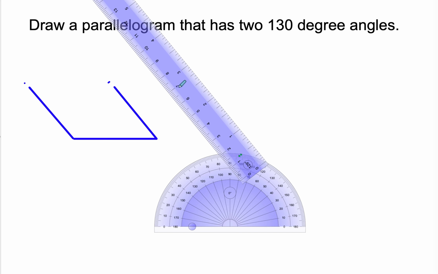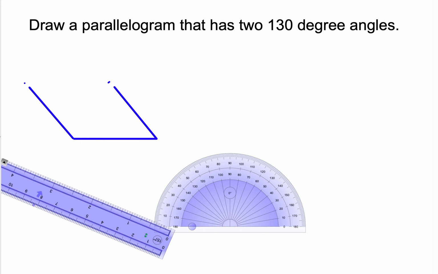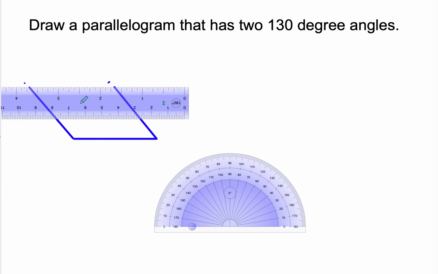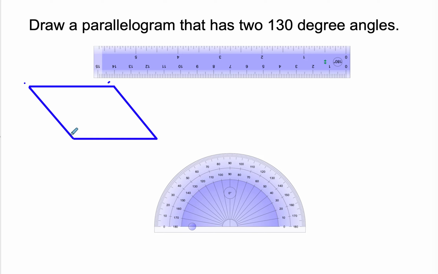Okay. Now I'm going to rotate this around. And I'm going to connect. Okay, my two 130-degree angles are across from each other. This one is 130 degrees. This one is 130 degrees.